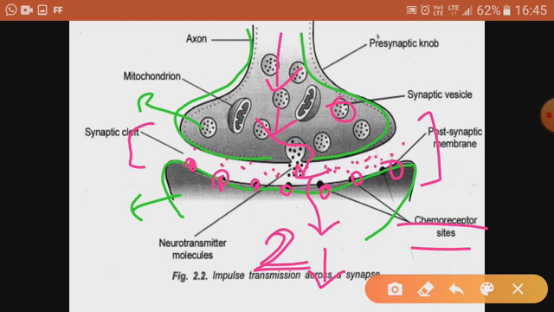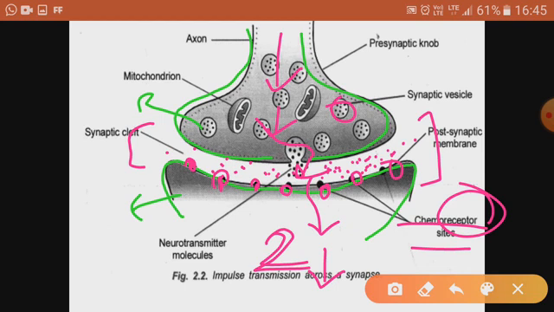Now the message is in the form of a chemical in the synapse, and this message will be decoded by the receptors present on the dendrites of the second neuron, which is just nearby the first neuron. This is how the message is conveyed from the first neuron to the second with the help of the synapse. So synapse is a very important connecting link between two neurons, and in this the message comes down in the form of an electric impulse.